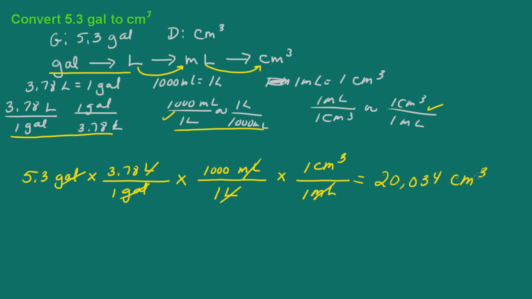20,034 cubic centimeters. I'm going to go ahead and report this in scientific notation because I've only got 2 sig figs here. So let's go ahead and do that. So that would be 1, 2, 3, 4. So that would be 2.0 times 10 to the 4 cubic centimeters.